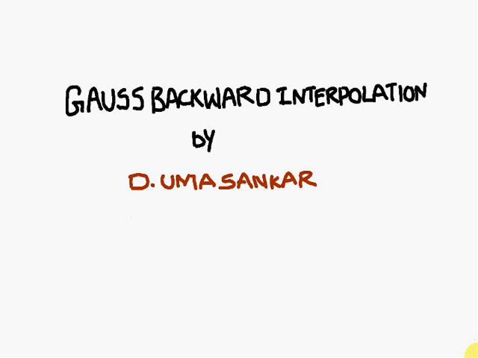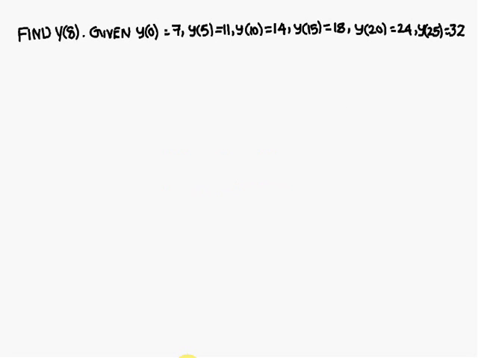Today we are going to discuss Gauss backward interpolation. So what he has given is that we have to find out the y of 8. The given problem is y of 0 is equal to 7 and y of 5 is equal to 11, y of 10 is equal to 14 and y of 15 is equal to 18, y of 20 he has given as 24 and y of 25 is equal to 32.